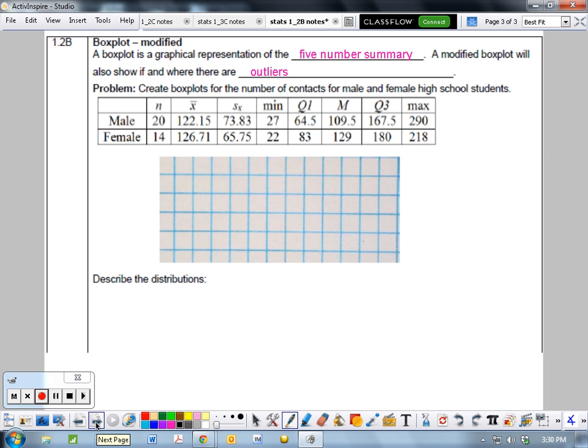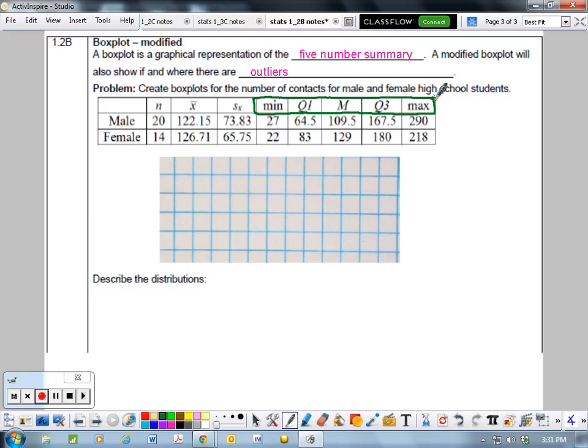Okay, the next one we're going to talk about is the modified box plot. The box plot is a graphical representation of your 5-number summary. And your 5-number summary is these values right here. It's our minimum, our first quartile, our median, our third quartile, and our max value. Now, a modified box plot will also show if and where there are outliers.